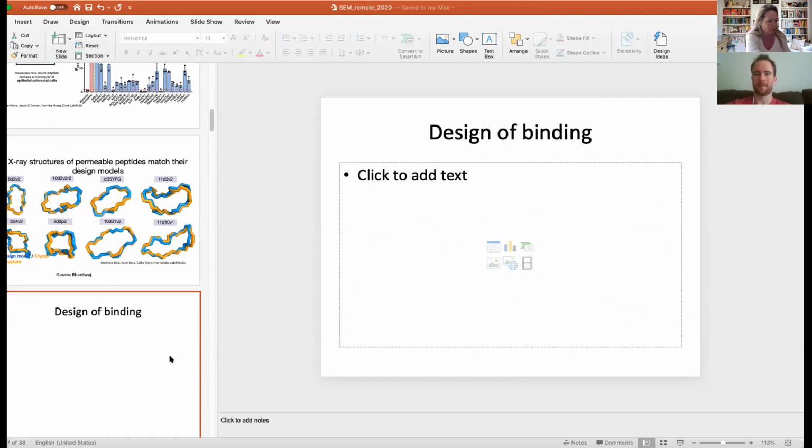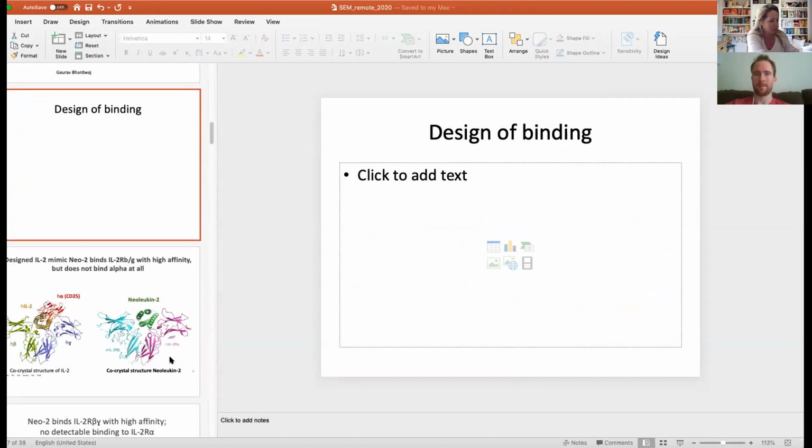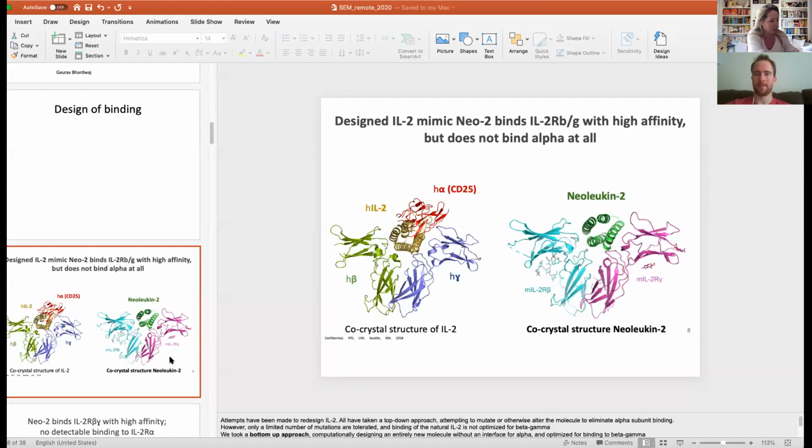I wanted to next talk about this design of binding problem, but not in the context of these mini proteins. I'm going to talk about it in the context of proteins. Floyd already introduced IL-2 and its power in immunotherapy, and I just want to describe our approach to this problem. Here is the IL-2 receptor. It has a beta, a gamma, and an alpha receptor subunit.